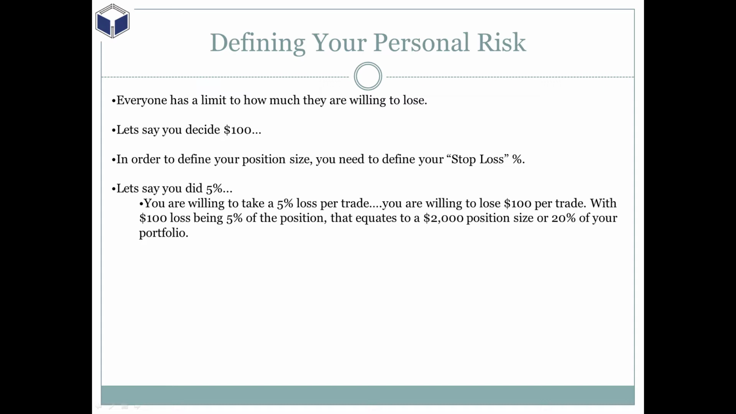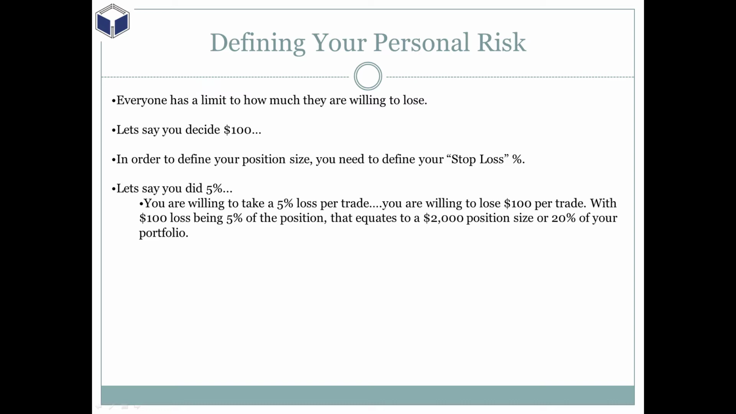If you're keeping your stop loss right at 1%, you're likely going to get stopped out very quick. You want to widen that a little bit to give yourself room. So let's say we go with 5% for this example. You're willing to take a 5% loss per trade. You're willing to lose $100 per trade. With a $100 loss being 5% of the position, that equates to a $2,000 position size or 20% of your portfolio, seeing as how we were using a $10,000 starting balance.